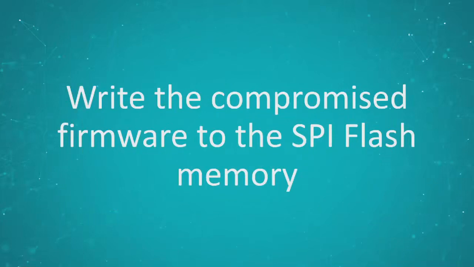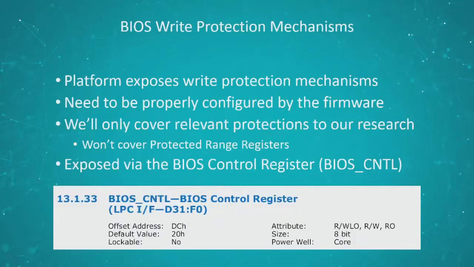Okay, so now that the UEFI rootkit is inside of the UEFI firmware, the next step is to write it back to the SPI flash memory. Once again, there are a couple things that I want to introduce here. So I want to talk about BIOS write protection mechanisms. So the platform, read here, the chipset, exposes write protection mechanisms that need to be properly configured by the firmware, so there is no such thing as a write protection mechanism enabled by default. It's really the firmware's job to configure them.